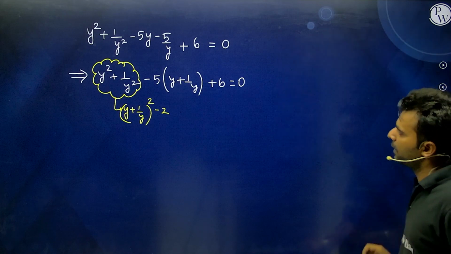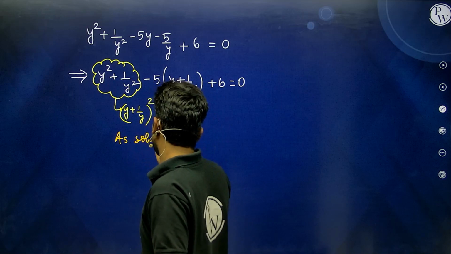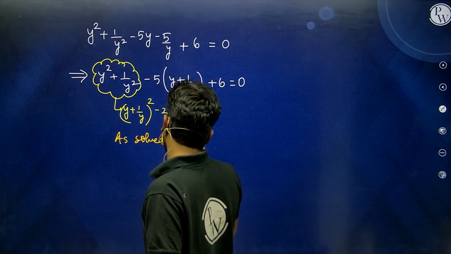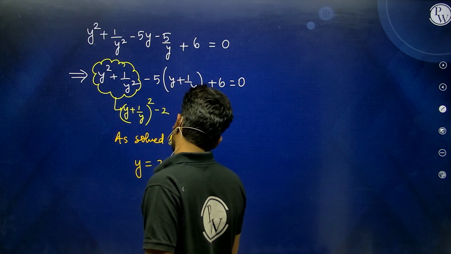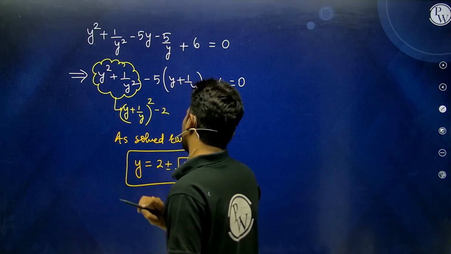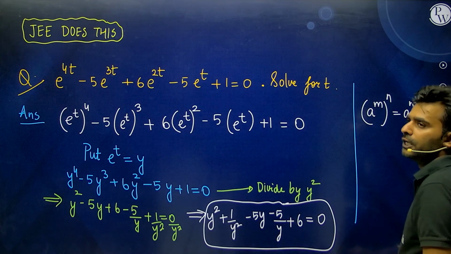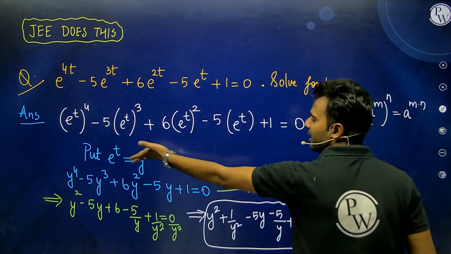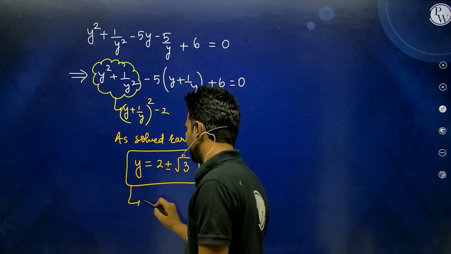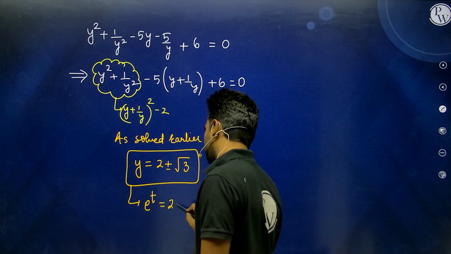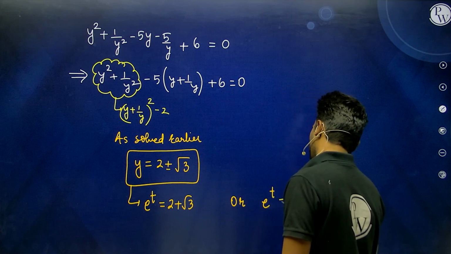Okay. So as solved earlier, we can say that y equal to 2 plus minus root 3 is coming. Yes, sir. But we were not solving for y, kids, in the original problem. We were solving for t. So simply put, what is the value of y now? That is e to the power t. So putting it over here, e to the power t is equal to 2 plus root 3, or e to the power t is equal to 2 minus root 3.